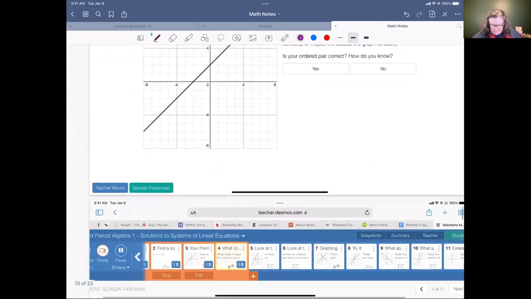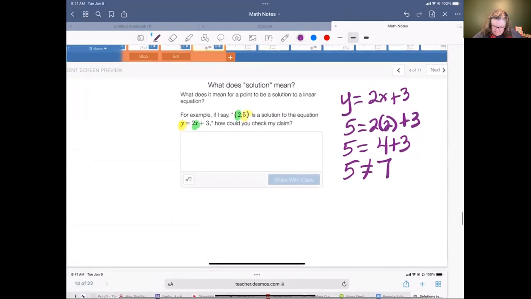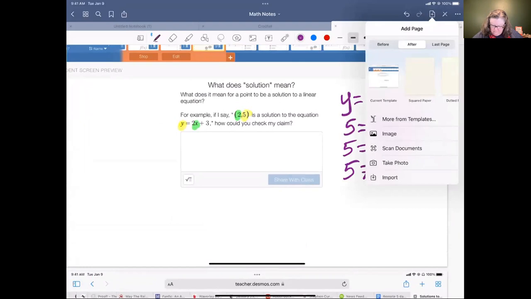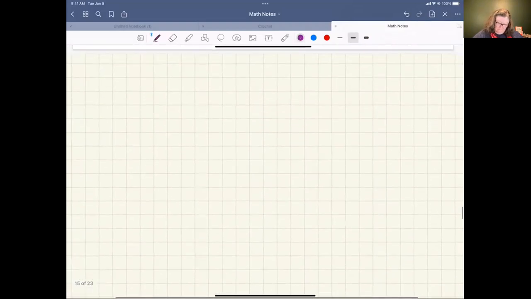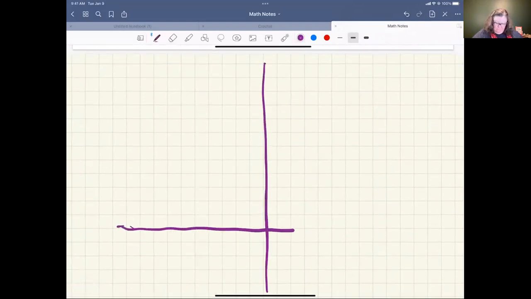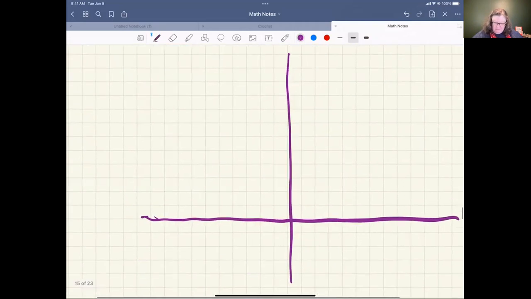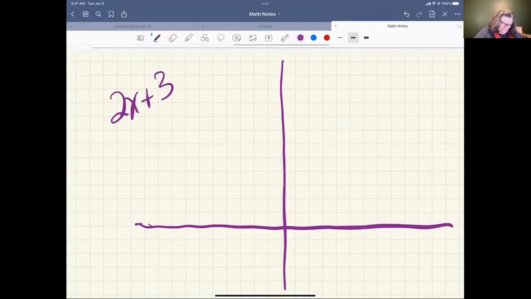Let me get to a piece of graph paper. Let's see if I can do it here. We could plot the line and see if the dot is on the line. Well, what was the equation? It's 2x plus 3 is equal to y, or y equals 2x plus 3. Well, I know that this right here is my y-intercept. I'm going to go up 2 and over 3, up 2 and over 3. And that lets me draw my line.